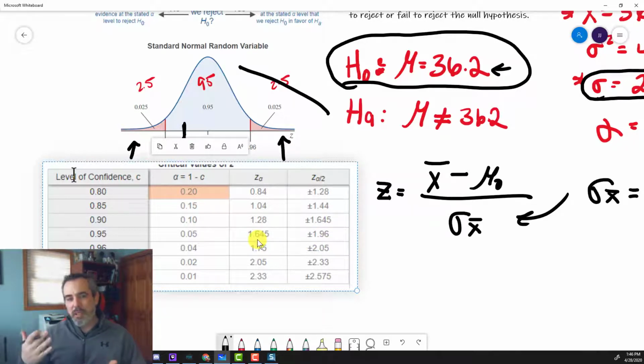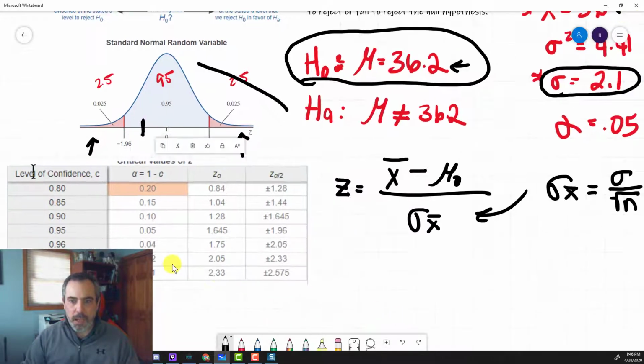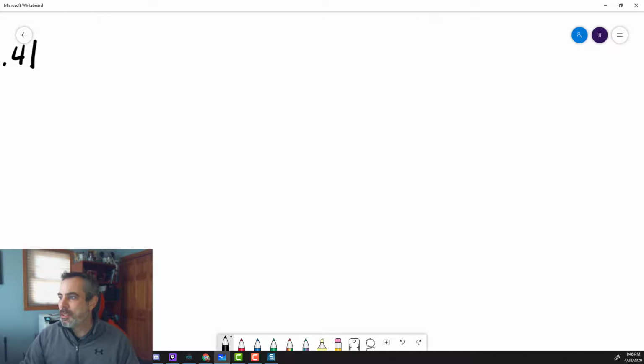It still would have been less than that, and I still would not have rejected it even if we were just saying, oh, we think it's higher. But for the two-tailed test, we use that critical value. You'll have a lot of different types of questions where they will ask you to do this with different setups. So we'll take a look at one more.